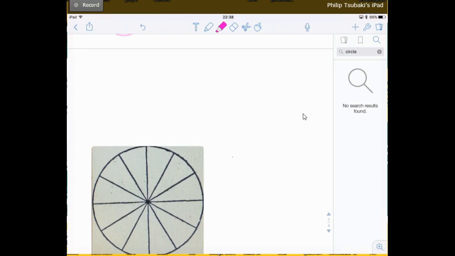Here's another video in the series Trig by Heart. In this one, we're going to talk about the radian and how to convert it between degrees and radians.